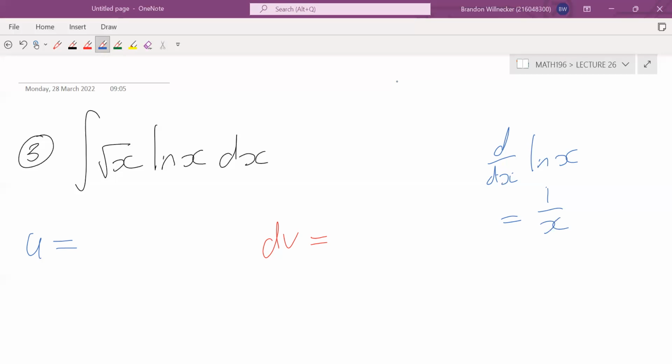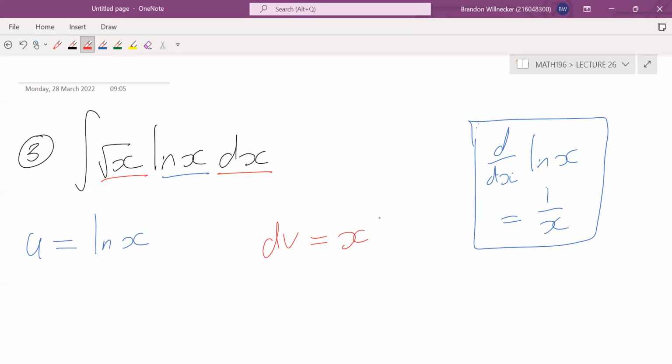So we see that it becomes simpler. If we were to try to integrate the natural log of x, that would make it more complicated. The idea is to choose these functions to make it simpler. So we should choose this to be differentiated because we get something simpler. Natural log of x, that's complicated. 1 over x, that's much simpler. So we choose u to be the natural log of x. So dv is going to be the remainder. So that's going to be x to the 1/2 dx.